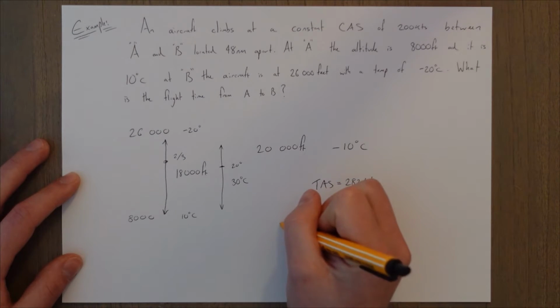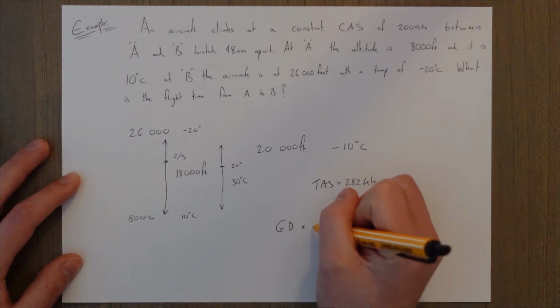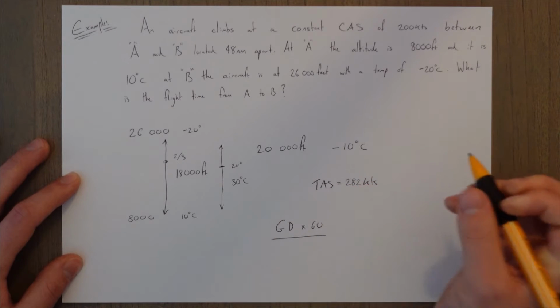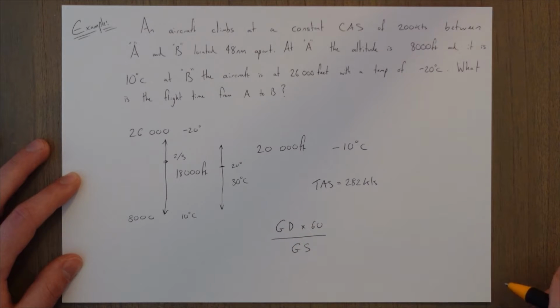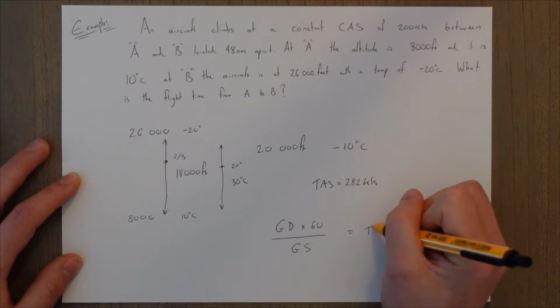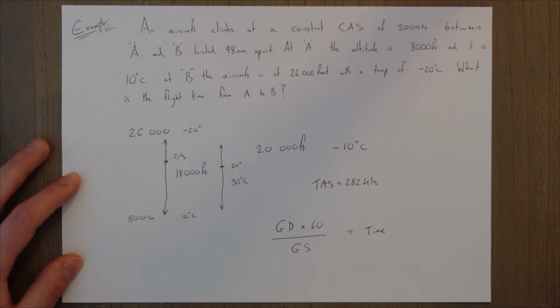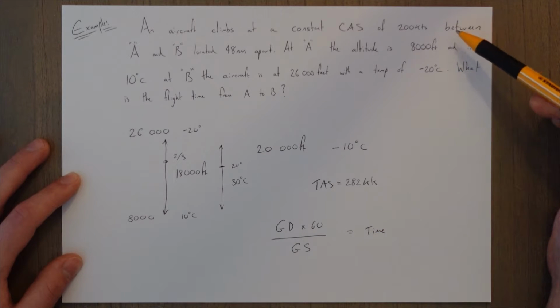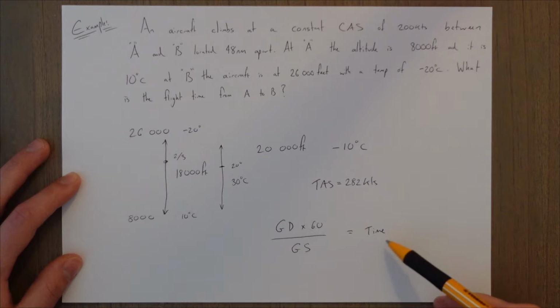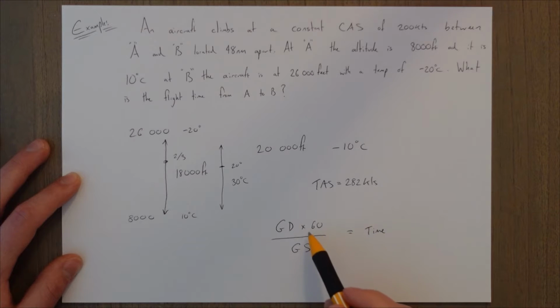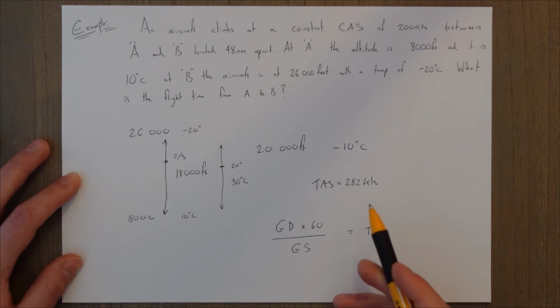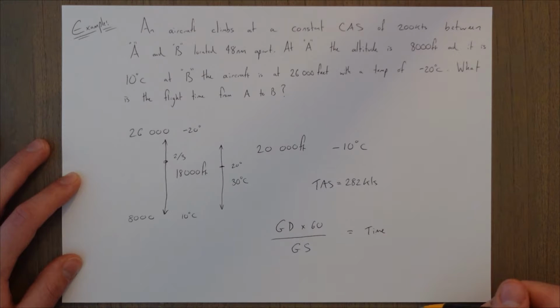So ground distance, I'll just give it GD, times 60 over the ground speed, GS, equals our time. And do we even have any vertical speeds or anything? No, so we're basically just looking to find out this time. That's what it's asking for us, the flight time from A to B. You don't actually then necessarily need to multiply it by 60 because we can get a time in terms of hours, but let's just keep it simple.